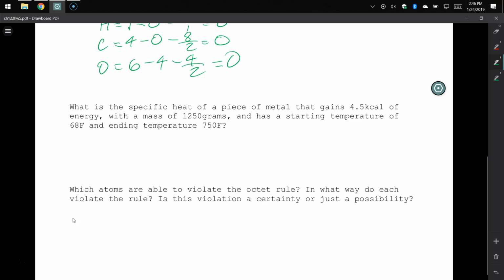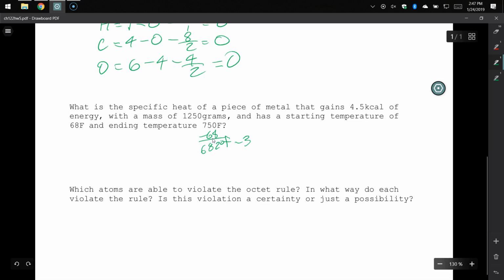So I have 750 degrees. I'm going to subtract off 68 degrees, and I'm going to get 682. Yeah, 682 degrees Fahrenheit. That's my change in temp. So that's the magnitude of the change in temperature. And so now I need to figure out what that magnitude would be in the Celsius scale.